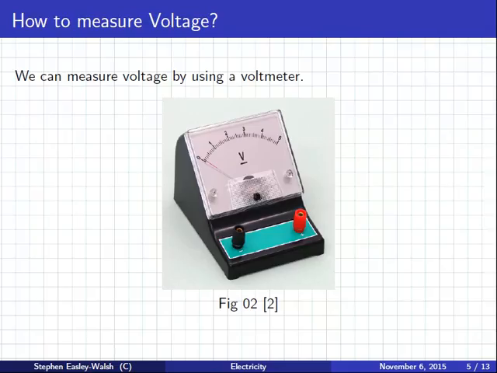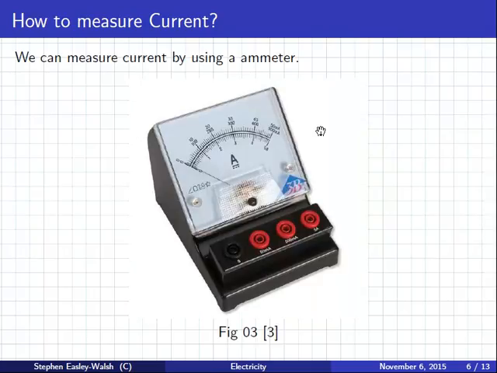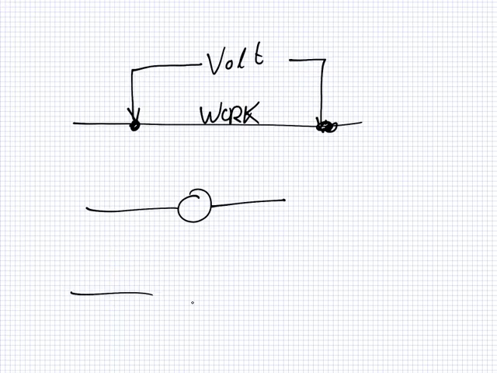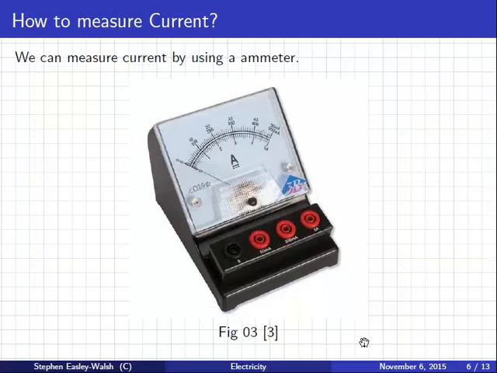Okay, so voltmeter. How do you measure current? Using an ammeter to measure the amps. And this is what it looks like. This one you can put in the middle, and it measures how much current in amps passes through it. So this one does go in the middle of the current.